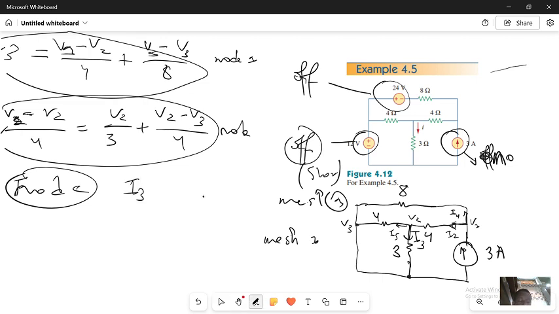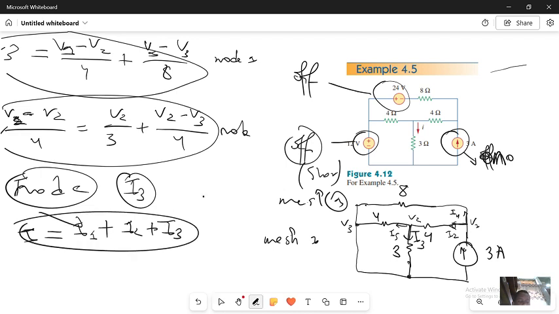When you get I3, you add all of them. I is going to be equal to I1 plus I2 plus I3. You get I1, you get I2, you get I3. To get the I3 here, when you calculate V2 divided by 3, it is going to give you your I3.